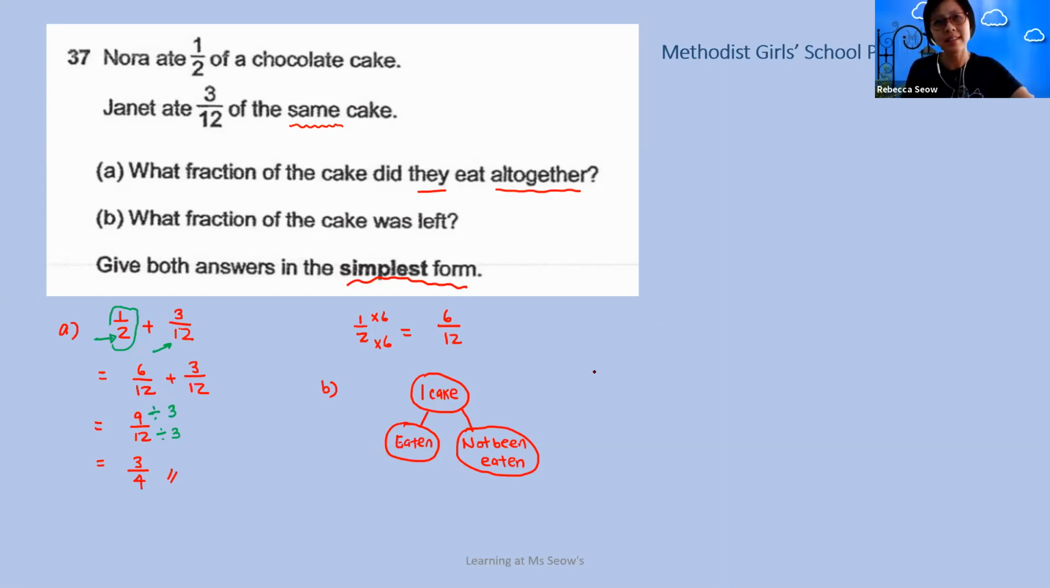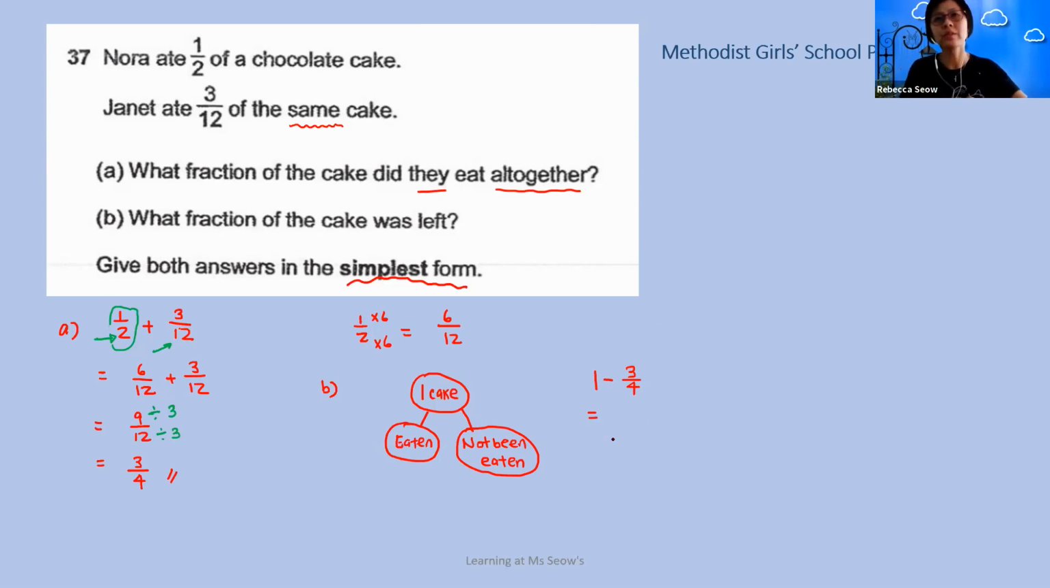So since the entire cake makes up one whole, and we know that 3/4 of this one whole cake has been eaten, whatever is left is one whole take away whatever was eaten. Okay, so, oops, we have a problem here. The problem is that one whole has got no denominator. How do we do that?